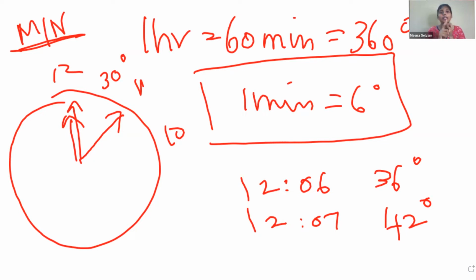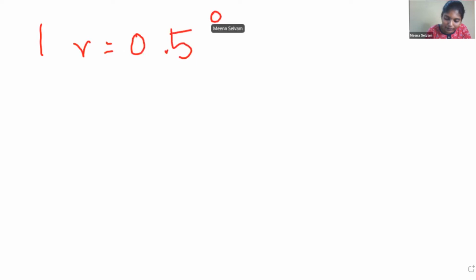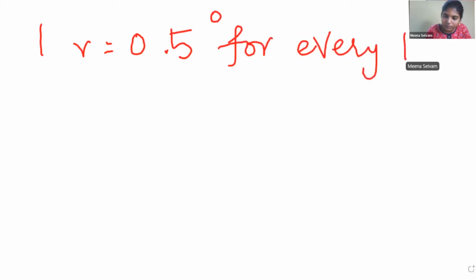Okay. And the minute hand covers 6 degrees for every 1 minute it moves. From 1:05 to 1:06, a 6 degree angle is moved. From 1:06 to 1:07, another 6 degrees is moved. Okay, then the next thing is, I told you already that the hour hand will cover about 0.5 degree for every 1 minute. For every 1 minute, it covers around 0.5 degree.